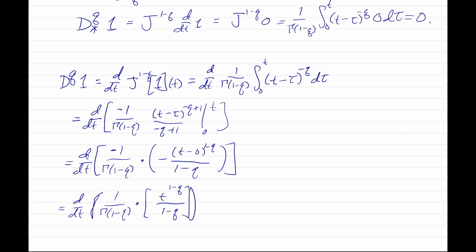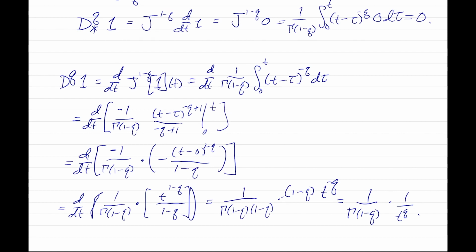Okay, finally we're at a point where we can take the derivative of this thing on the inside. And so popping out of here, we have 1 over gamma of 1 minus q times 1 minus q, which we can simplify later. And now we're going to take the derivative of this guy, and that's going to leave, say, a 1 minus q times t to the minus q. And so that leaves me with 1 over gamma of 1 minus q, because this and this cancel, times 1 over t to the q.